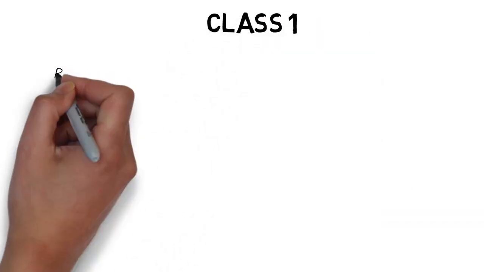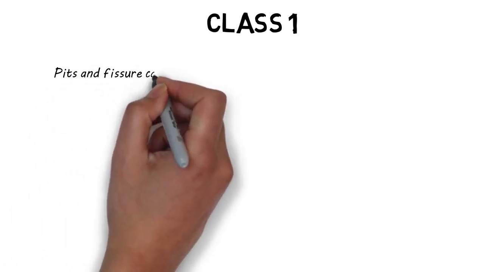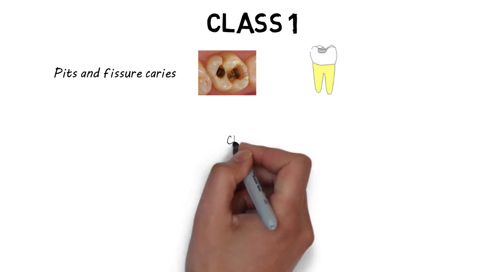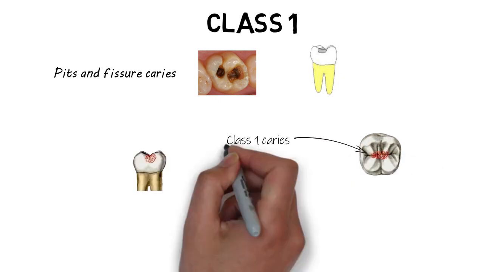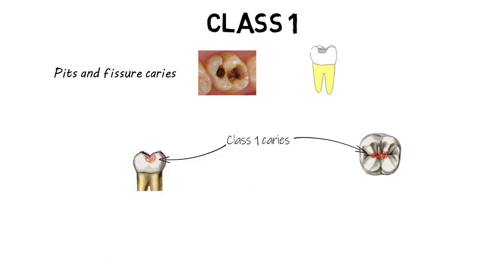So class 1 basically includes the caries that occur in the pits and fissures. These most often occur on the occlusal surface of the posterior teeth, but this will also include the pits and fissures that extend down to the lingual or the buccal surface of the posterior teeth. Also included in this class are the caries that less often but do occur on the pits of the lingual surface of the anterior teeth. So class 1 basically includes the lesions that occur on the pits and fissures of the posterior teeth and also less often on the lingual surfaces of the anterior teeth.